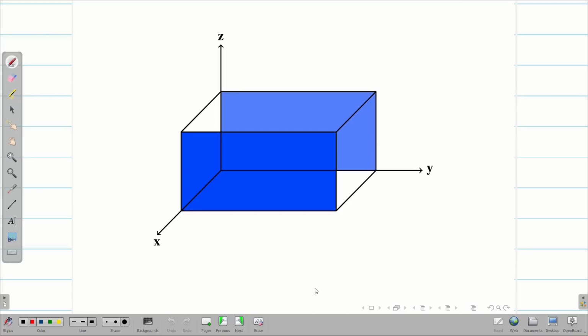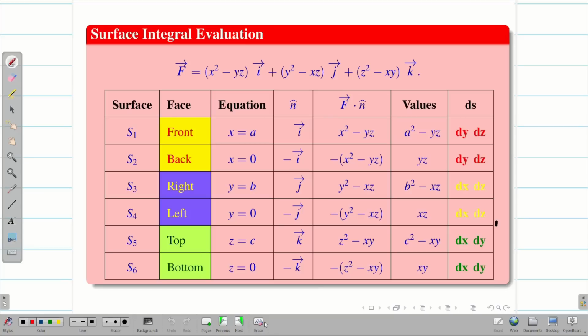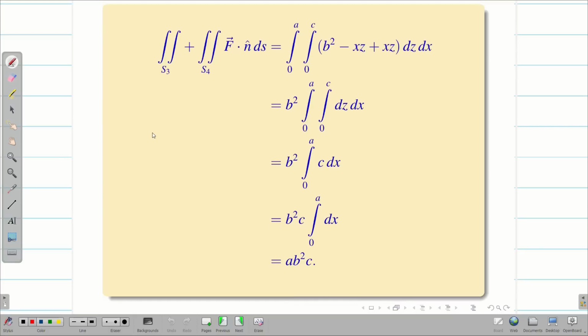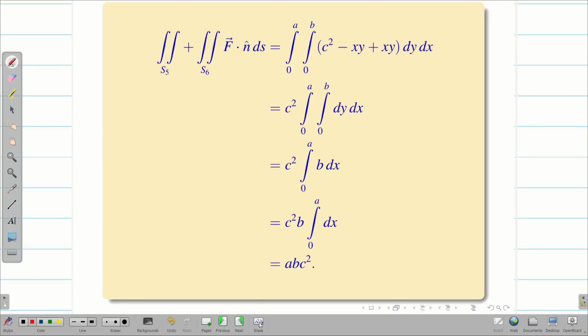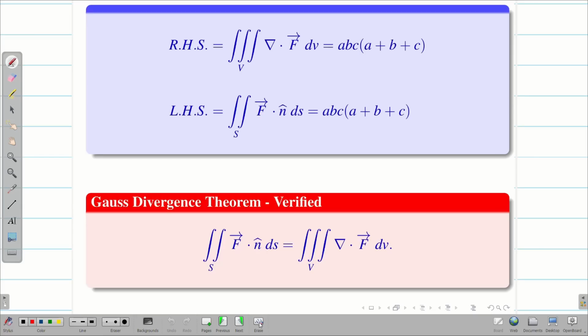It has 6 surfaces, front, back, right, left, top, bottom. So we are going to fill the table for the given problem successfully. From the table, we are going to club this S1, S2, S3, S4, S5, S6 for simplicity. So we'll get the answer A square BC for first 2 integrals, A B square C for the next 2 integrals, and AB C square for the S5 and S6. While we add and simplify it, my LHS is ABC into A plus B plus C. Therefore, my LHS is equal to RHS. We have verified the Gauss divergence theorem.